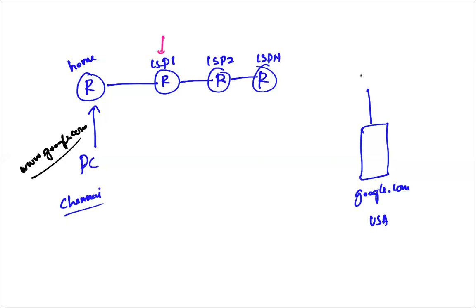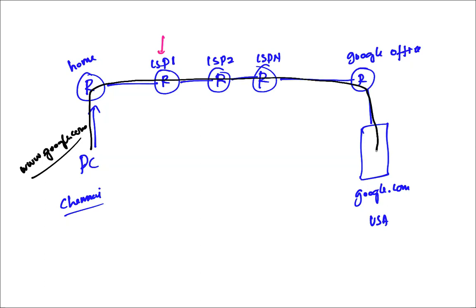And the Google office also will have a router, right? There is a router in the Google office that is maintained by Google itself, right? We'll call it the Google office router. Okay, so this is how they are connected. Now understand, this query goes all the way from here, and then it goes over here. It crosses from Chennai to the USA, somewhere around, I think, 15,000 kilometers. Our packet is traveling, right?